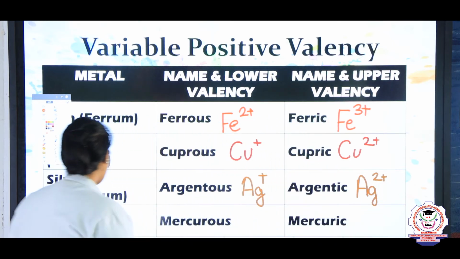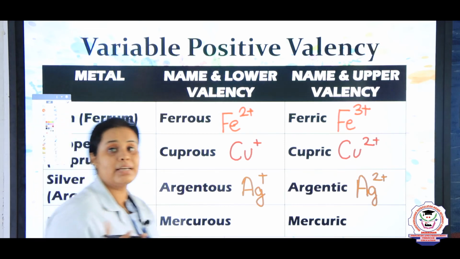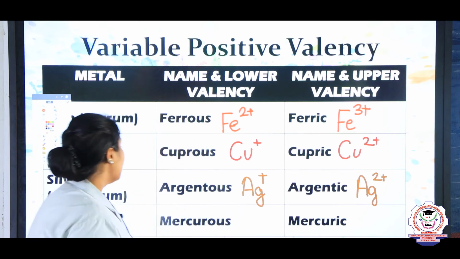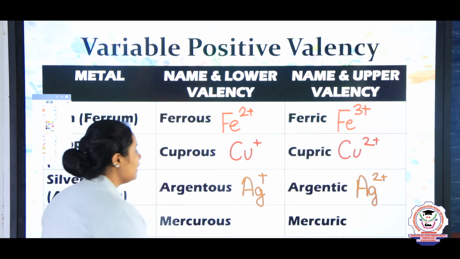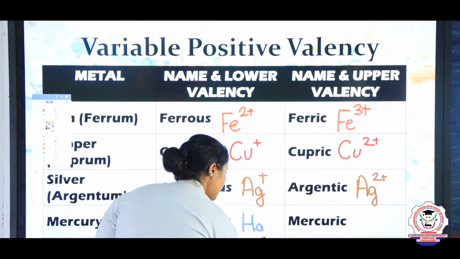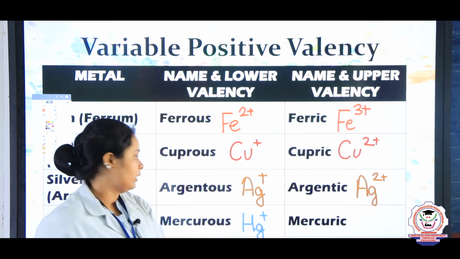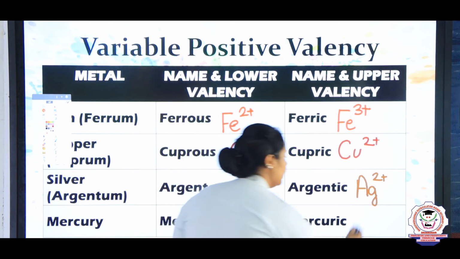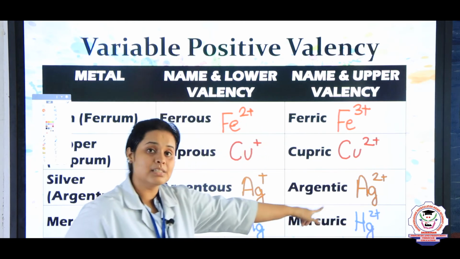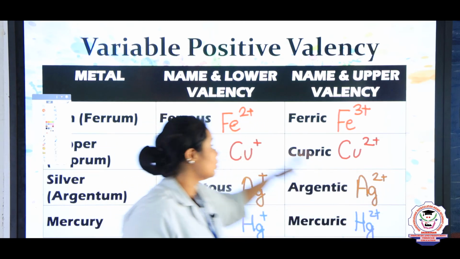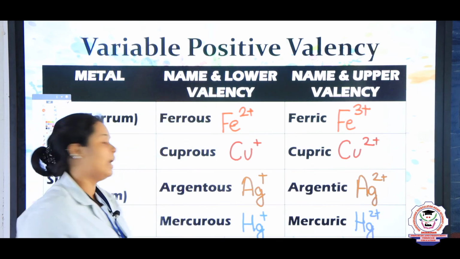And the last one is mercury. Children, the symbol of mercury is generally Hg. The lower valency name is mercurous, and it has a valency of only 1+, that is, 1 electron has been removed from mercury. Same way, if 2 electrons are removed, the name is mercuric, and the symbol will be Hg2+. So, these are a few examples of multiple or variable valency.